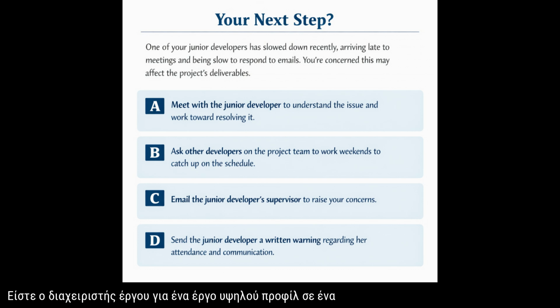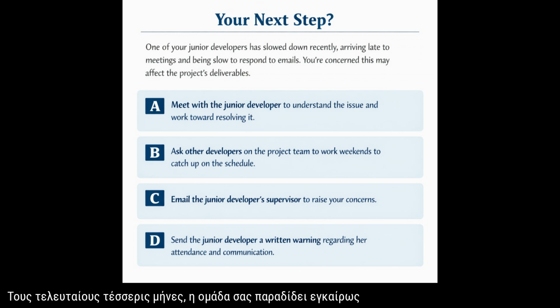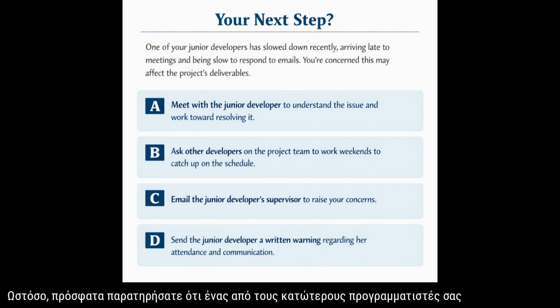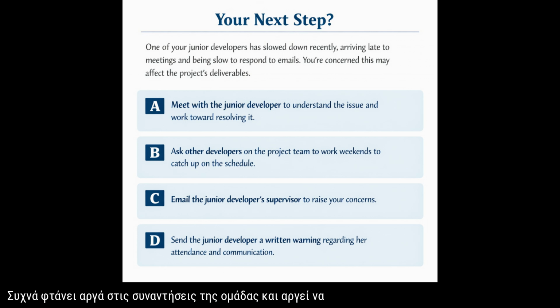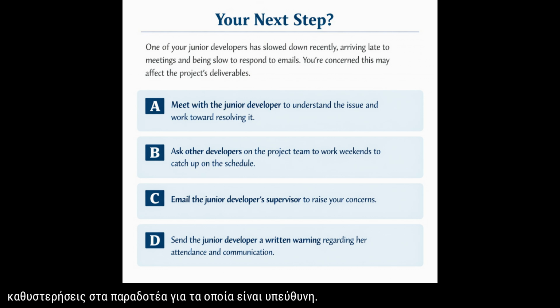You are the project manager for a high-profile project at a well-known consulting firm. For the past 4 months, your team has been delivering on time and within budget. However, you've recently noticed that one of your junior developers has slowed down significantly. She frequently arrives late to team meetings and is slow to reply to emails, and you're concerned this behavior may cause delays in the deliverables she is responsible for. What should your next step be?